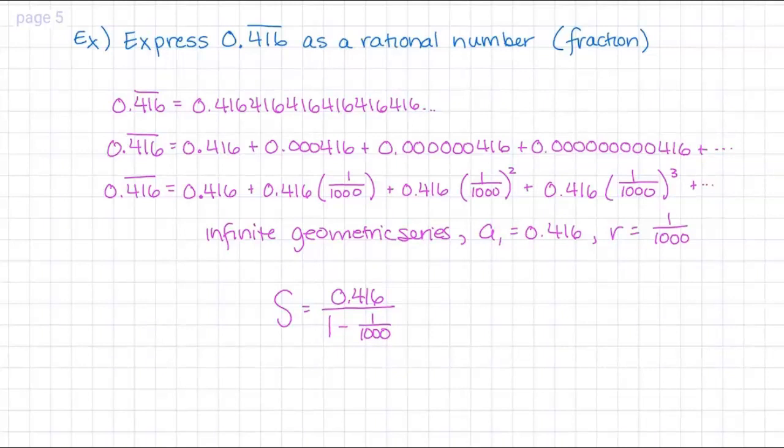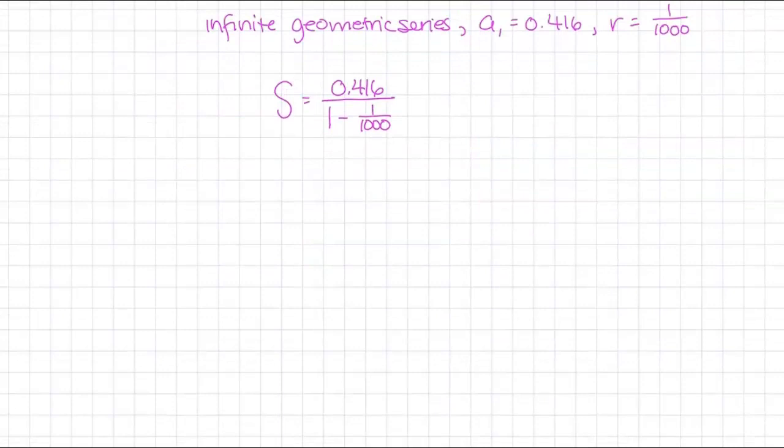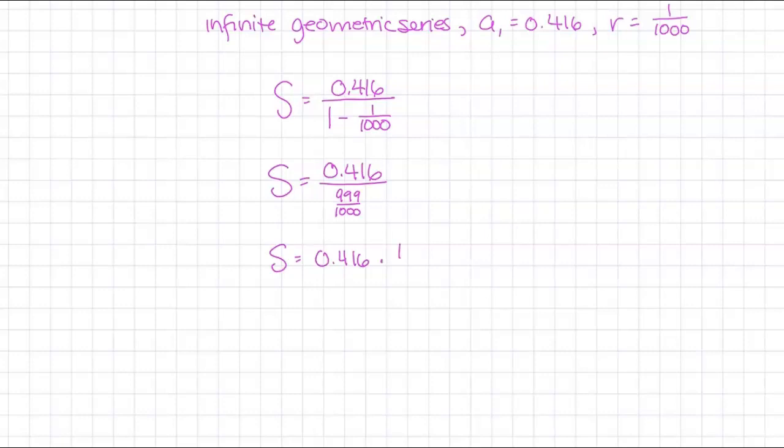And now we just have to simplify this. This is not a rational number. Yes, it's a fraction, but the numerator is not an integer. So it's going to simplify very easily though, and they always do, which is nice. 1 minus 1/1000th is 999 over 1000. But again, when you divide by a fraction, you multiply by the reciprocal.